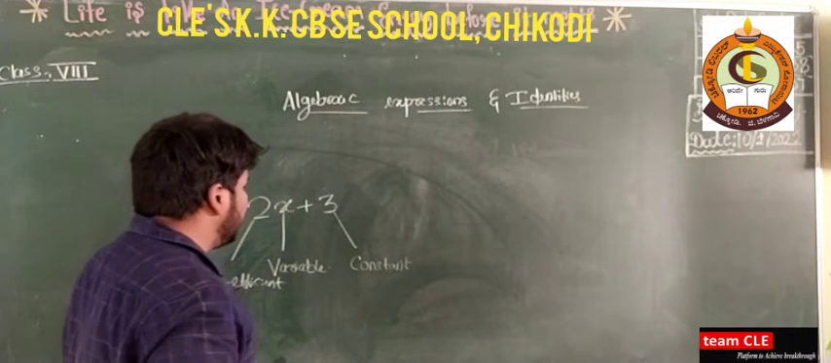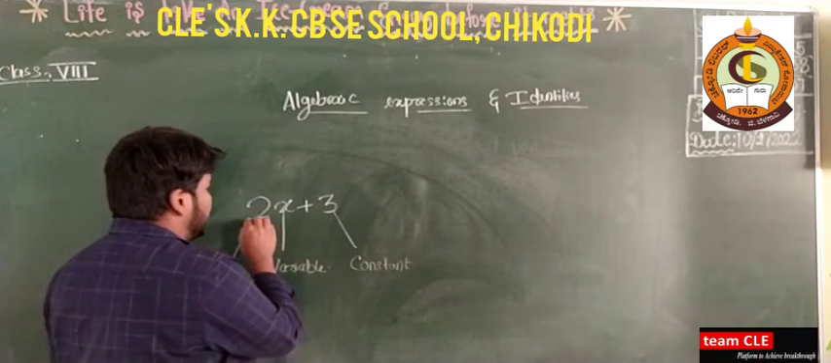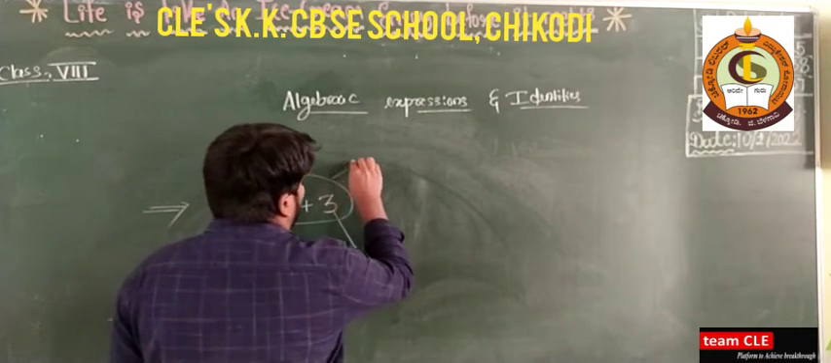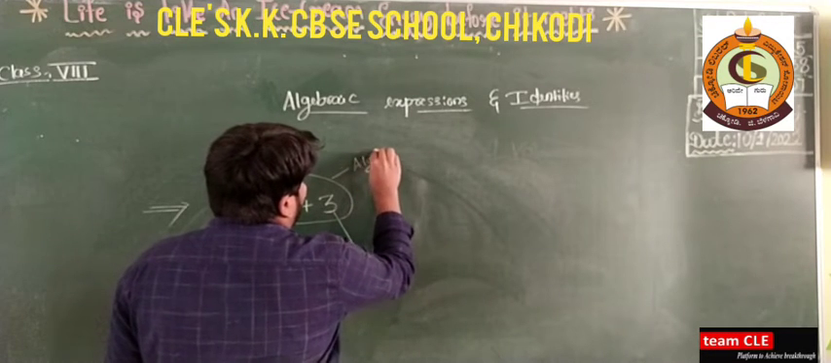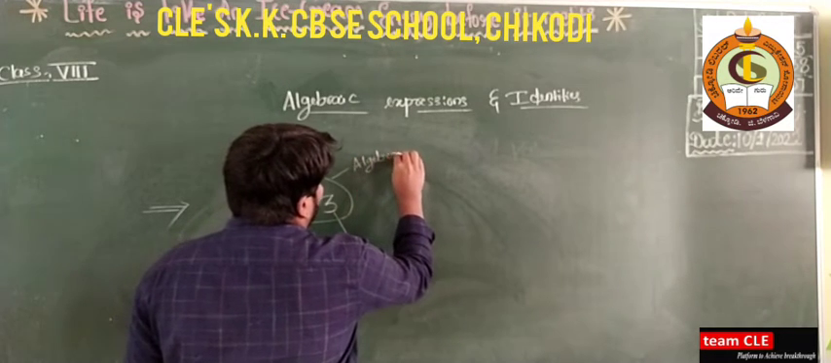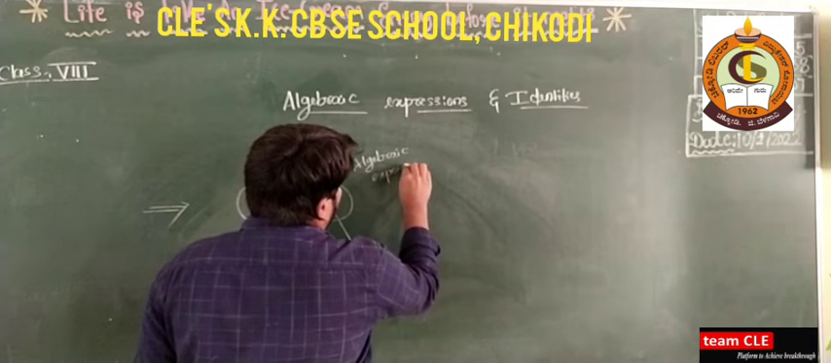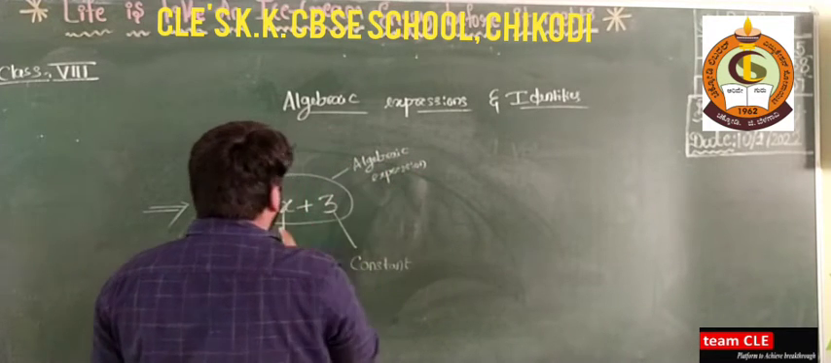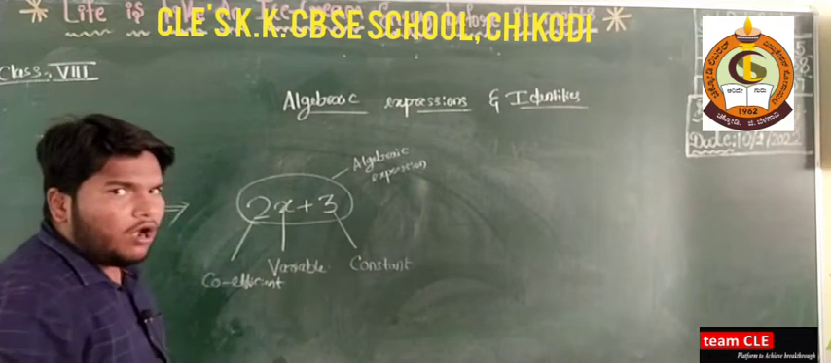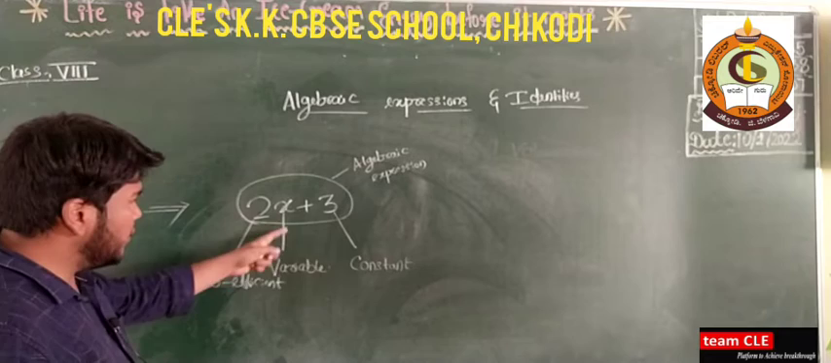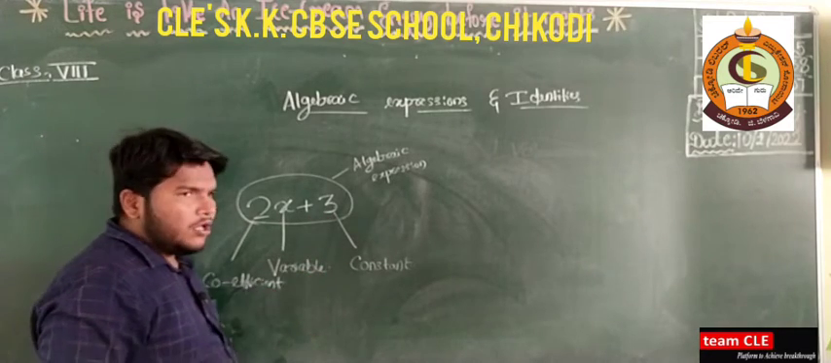Okay. So here 2x plus 3. This whole expression, 2x plus 3, is called an algebraic expression. So the whole term 2x plus 3 is called an algebraic expression. 2 is called the coefficient, x is called the variable, 3 is called the constant.